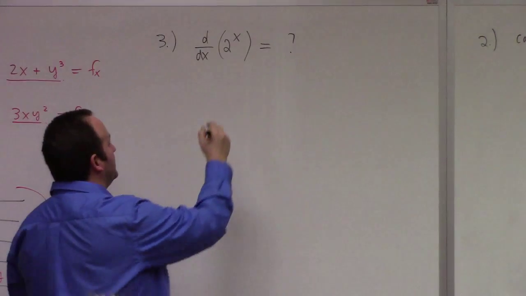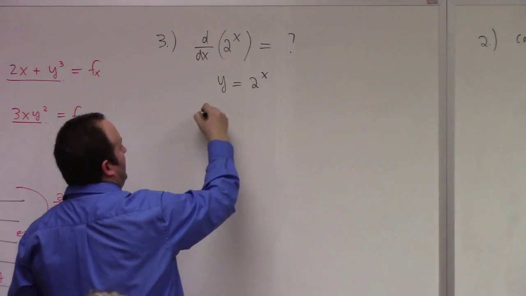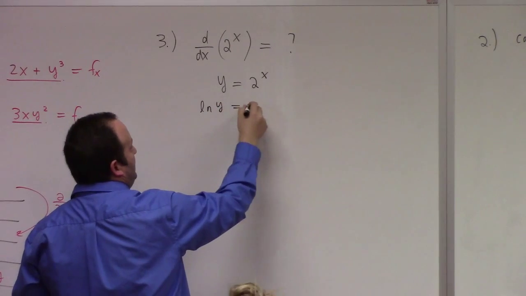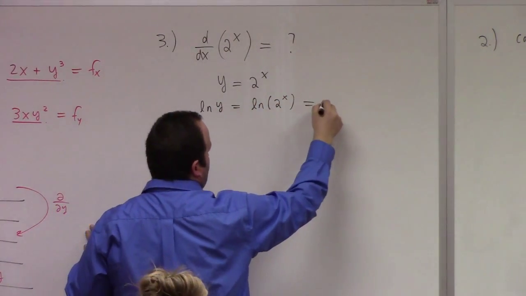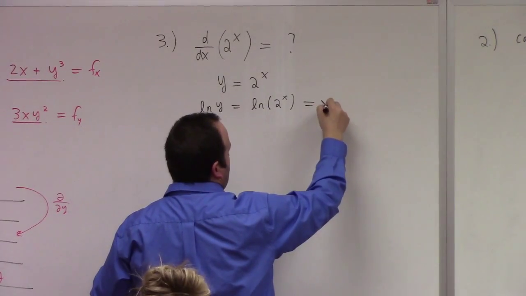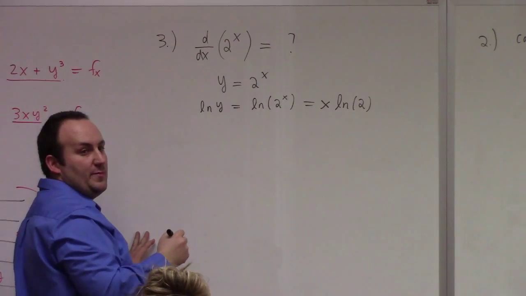Well, here's how you do it. y equals 2 to the x. We take the natural log. I mean, it is a reasonable question for you guys, actually, believe it or not. So that's x ln of 2, right? By property of the logarithm.